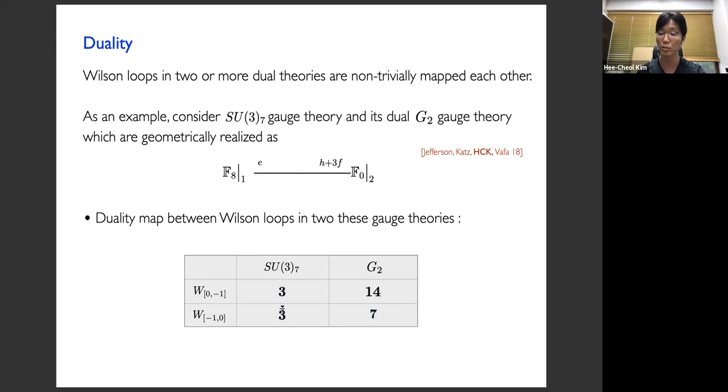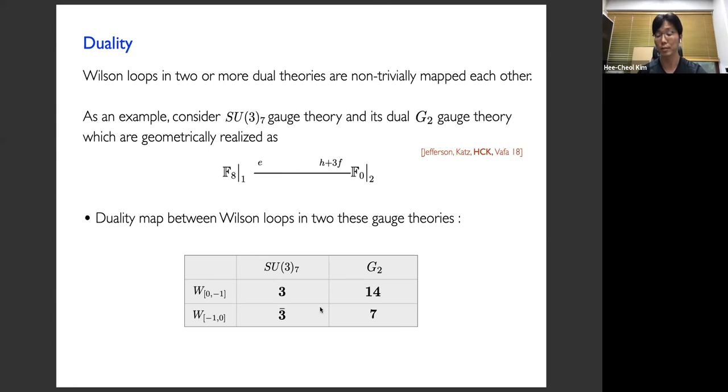Classically, these two Wilson loops are related by complex conjugation, but actually the charge conjugation for this SU3 gauge theory at level 7 is classically broken by the Chern-Simons term with level 7. So we don't expect that they are complex conjugates anymore in the instanton corrections. And we can check under the duality. In fact, these two Wilson loops are mapped to completely independent Wilson loops in the dual G2 gauge theory.